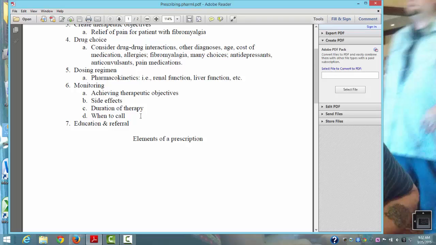So they need to know, call the office if they have some kind of really bad side effect. And when are you going to bring them back into the office? In 2 weeks, a month, 3 months. And education and referral. So don't forget to educate your patient, and if you need help, maybe the patient needs to go see a rheumatologist or immunologist or something of that nature.